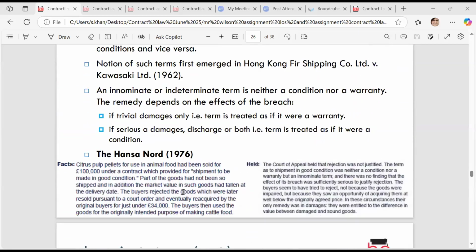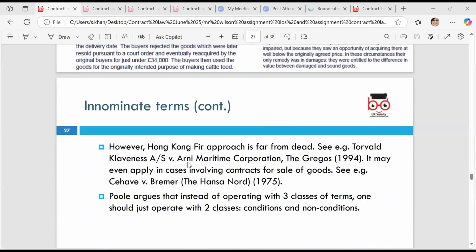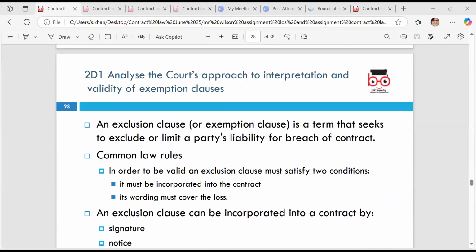And the other famous case is the Hansard Nodes case, 1976, which looked at conditions and warranties as well. 2D1, analyze the court's approach to interpretation and validity of exemption clauses. So the courts have a different approach in regards to exemption clauses. The courts employ a multifaceted approach to interpreting and assessing the validity of exemption clauses. What they say is the courts will generally interpret exemption clauses strictly, especially against the party relying on them, and will scrutinize clauses that seek to exclude liability for breach of contract or negligence.